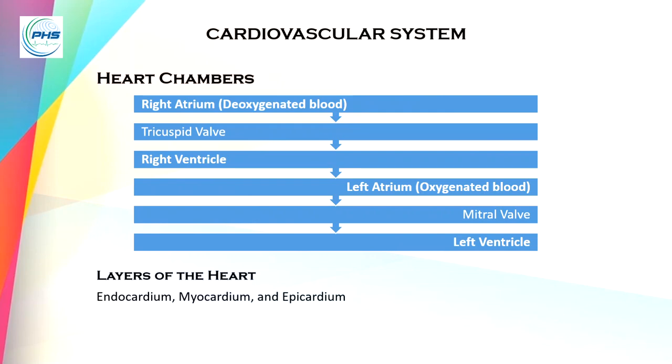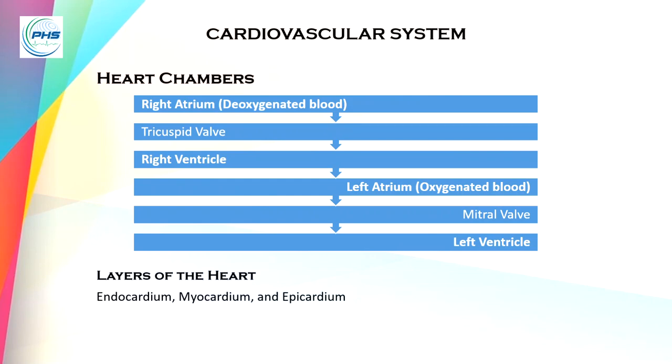The left atrium receives oxygen rich blood from the lungs and via the mitral valve pumps it to the left ventricle. The left ventricle pumps the oxygen rich blood to the entirety of the body.